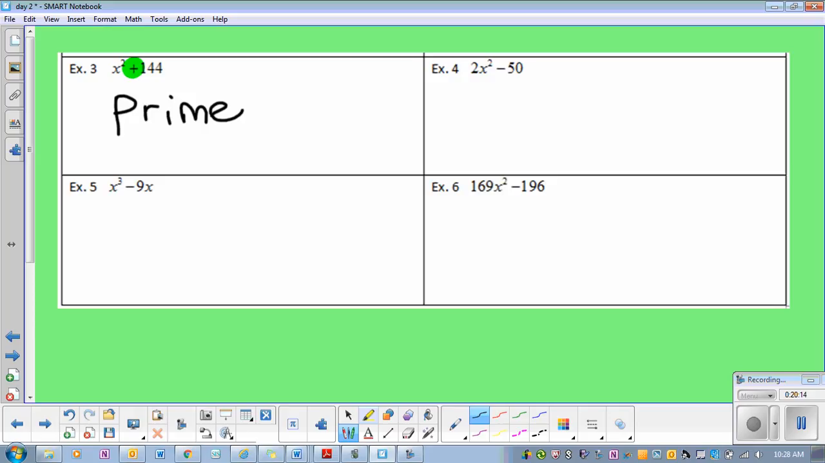Let's look at example 4. 2x squared minus 50. I have two terms. It's subtract, but I know that 2 is not a perfect square. Put in square root of 2.